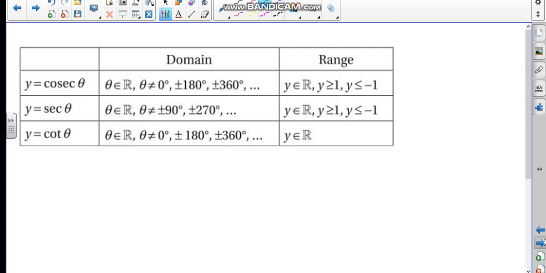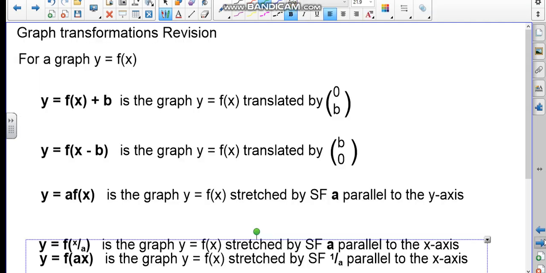So the other thing we need to think about is reminding ourselves of the transformations that you would have done earlier this year and at GCSE. Because part of today's work is to draw the reciprocal functions, but also to draw them after they've been transformed as well. So let's have a think.